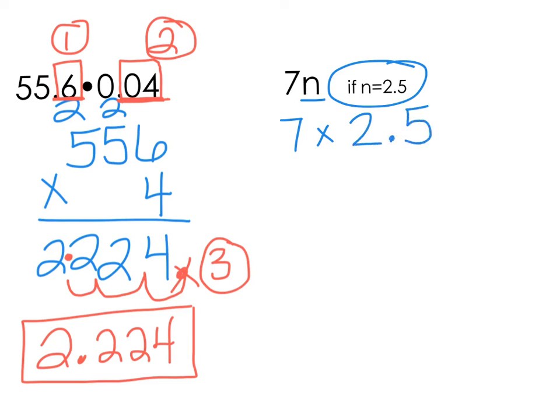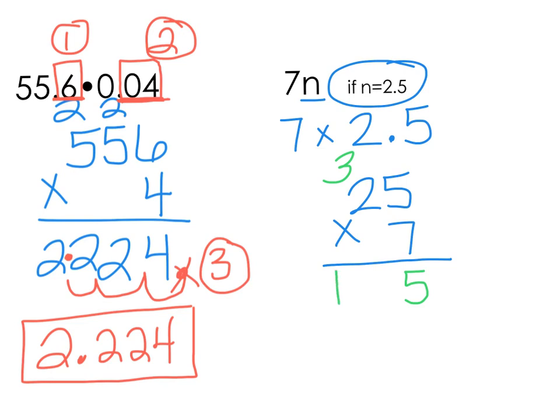And now I'm going to follow my steps when multiplying. I'm going to rewrite this without the decimal. I like putting the number with more digits up top, so I'm going to put 25 up top. And I'm going to multiply it by 7. And now I'm just going to simply multiply. 5 times 7 is 35. 7 times 2 is 14, plus 3 is 17.